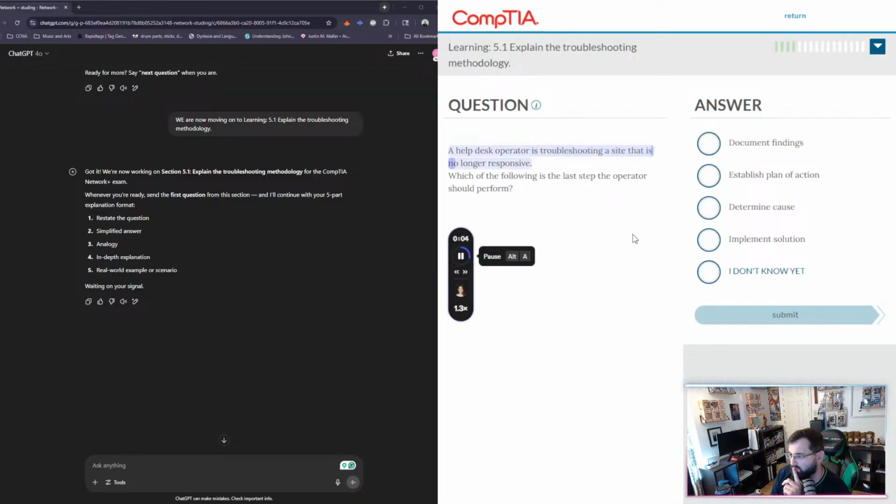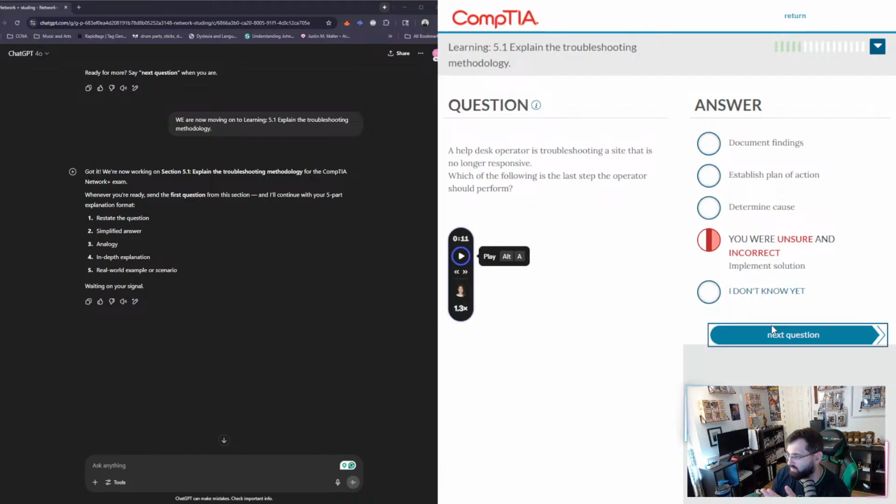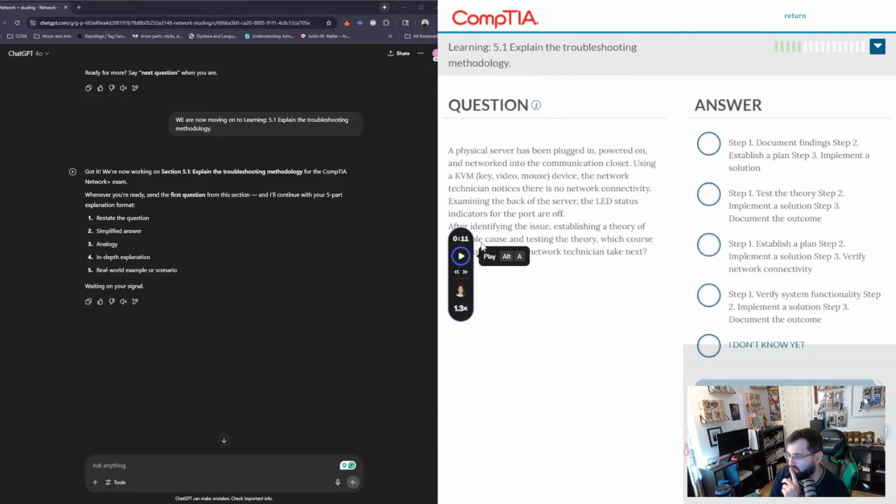Troubleshooting a site that is no longer responsive. Which of the following is the last step the operator should perform? Okay, help desk operator is troubleshooting a site that is no longer responsive. Oh, I'm gonna say implement the solution. What is the last step to perform? Implementing the solution. No. Okay. Learning a lot about problem solving.